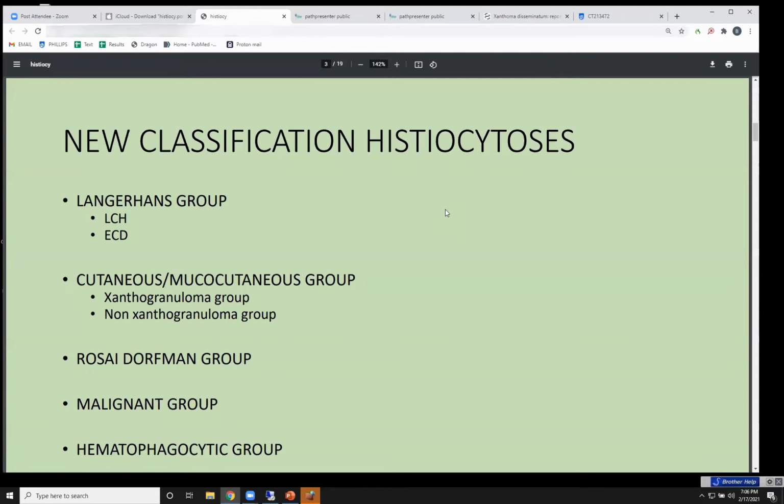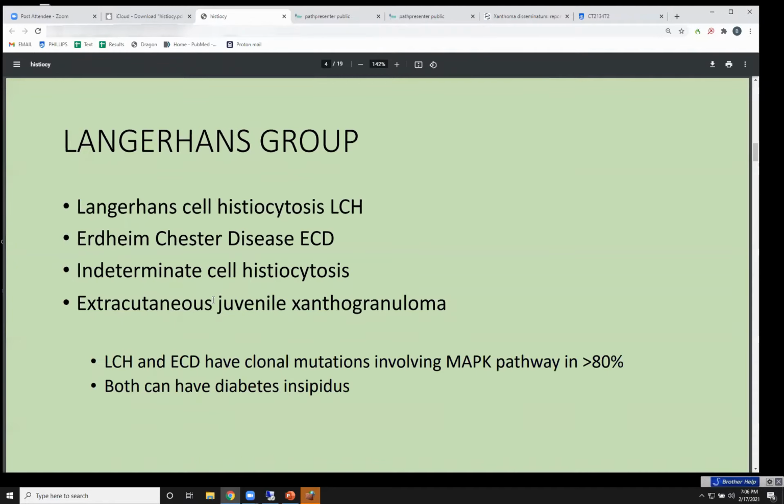So let's move on to the first group, the Langerhans cell group. And the most common one here is Langerhans cell histiocytosis, which we all know can affect any organ in the body, often in children, and can have involvement of the liver, spleen, pituitary gland, often lungs. Erdheim-Chester disease, which I'll go into, but this has systemic involvement. And then two relatively rare ones, the indeterminate cell histiocytosis and extracutaneous juvenile xanthogranuloma.